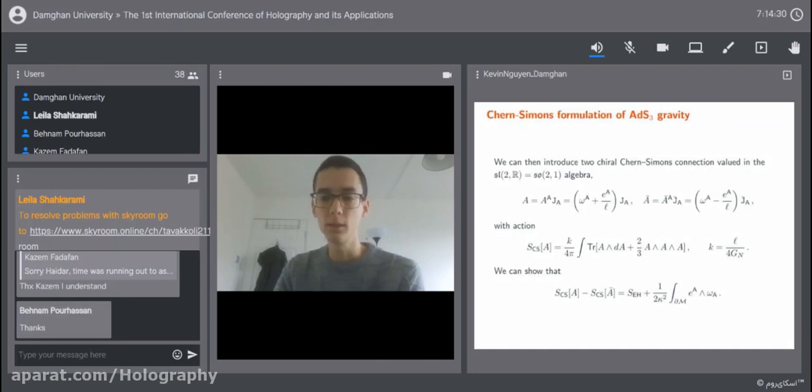Once you have done that, once you have an SO(2,1) valued gauge connection, you can write down Chern-Simons theory. This is it. And what can be shown quite easily is that the Einstein-Hilbert action is just the difference of 2 such actions. So it's the difference between the Chern-Simons action based on this connection and the one based on this one. And the equality is valid up to some boundary term.